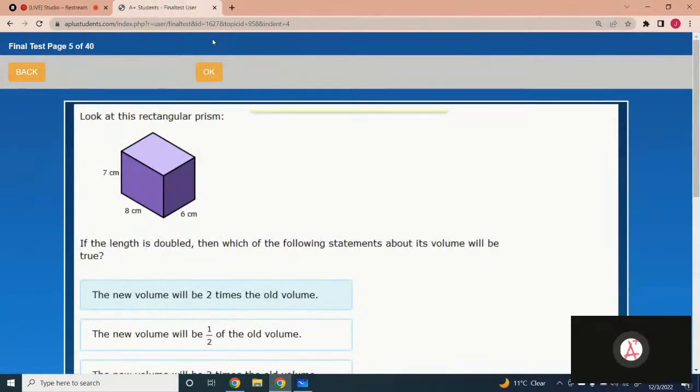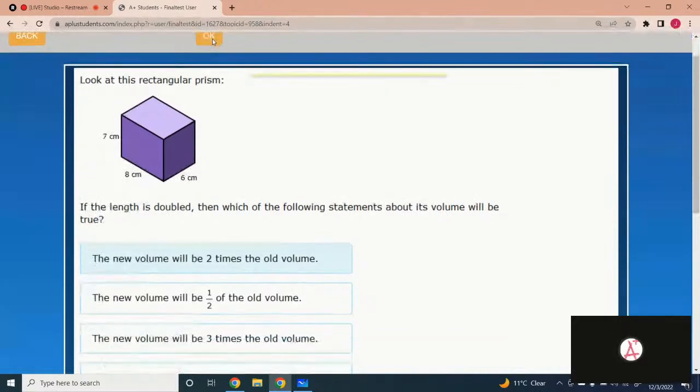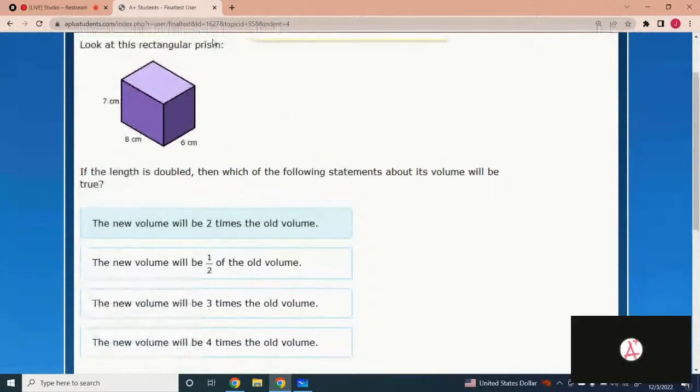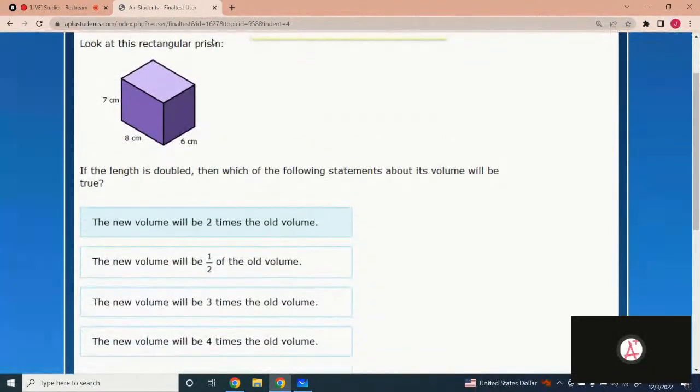Okay, just look at the rectangular prism. If the length is doubled, then which of the following statements about its volume will be true? Okay, so it would be the rectangular prism. So if the length is doubled, wait, look at the rectangular prism.